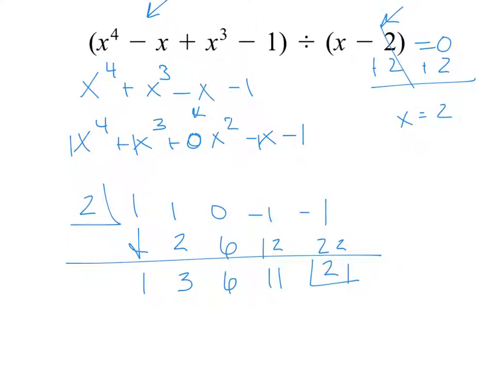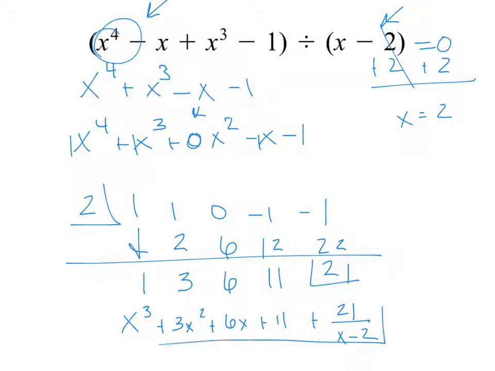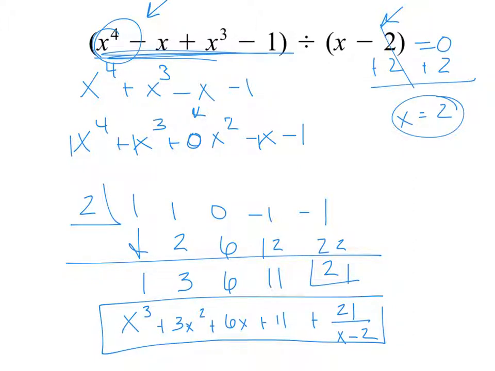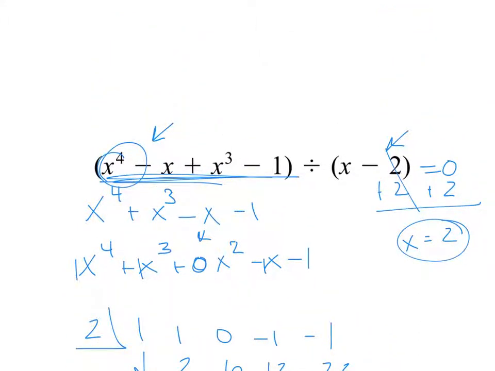Again, I'm going to go down by a power of 1 to get my final answer. So I started with x to the 4th. Okay, so I'm going to go down from x cubed plus 3x squared plus 6x plus 11. I'm going to add that remainder of 21 and divide only that piece by my divisor. And like I said before, if you want to check your answer, plug in 2 into here. If I plug in 2 into here, so I get 2 to the 4th minus 2 plus 2 to the 3rd minus 1, you actually end up getting 21 as your check, and that matches the remainder that you got below.